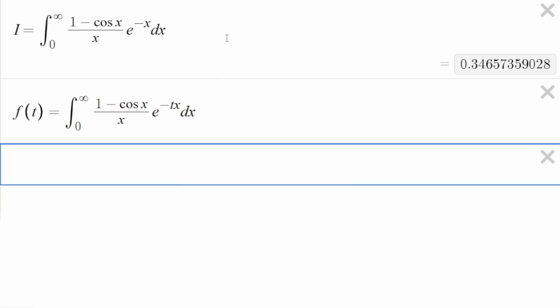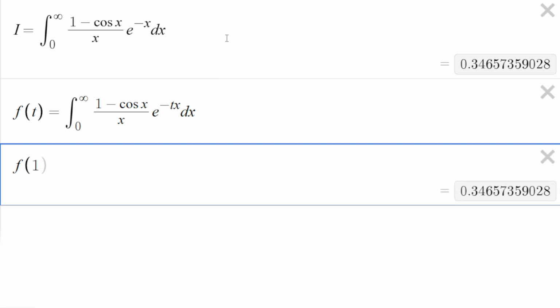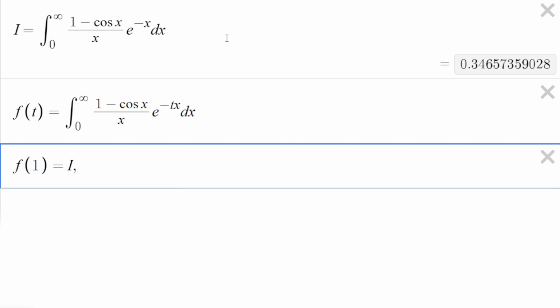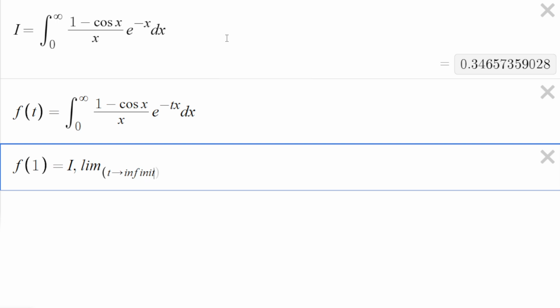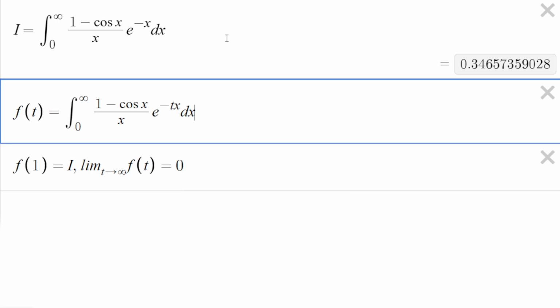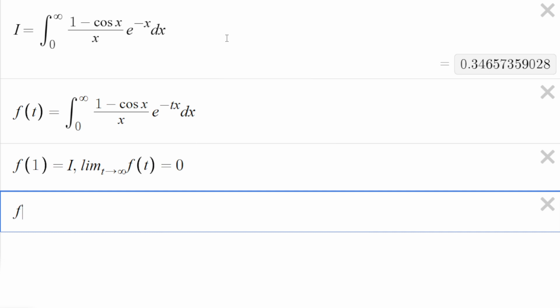Now let's notice a couple things about this. If we evaluate f at the point 1, we recover our original integral. So f at 1 is equal to I. And also, if we take the limit as t goes to infinity of f of t, we get 0. If we plug in infinity, if we let t approach infinity, this term right here goes to 0, making this entire integral go to 0. All right. So next we're going to differentiate under the integral sign.